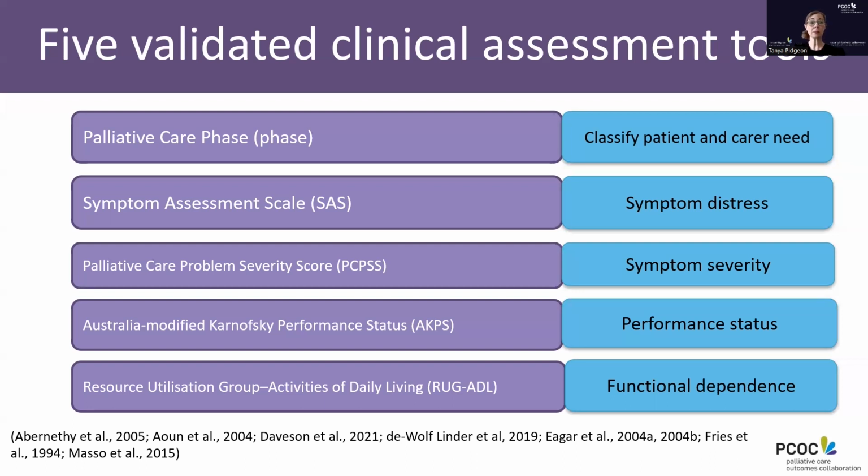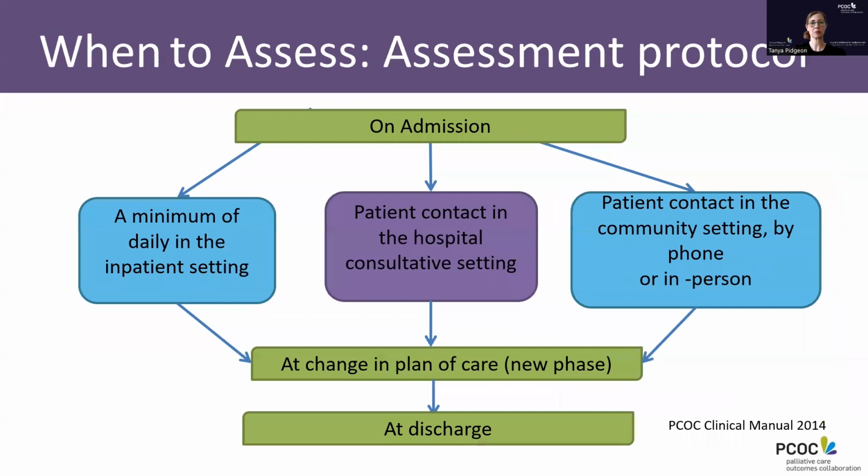These functional and symptom tools used together help to determine the palliative care phase and the needs of the patient and family carer. The palliative care phase helps to inform what response is required and the urgency of that response. The goal is to incorporate these assessment tools into routine practice and to use the assessments to guide care. It may be helpful to view the assessments as palliative care observations or vital signs.